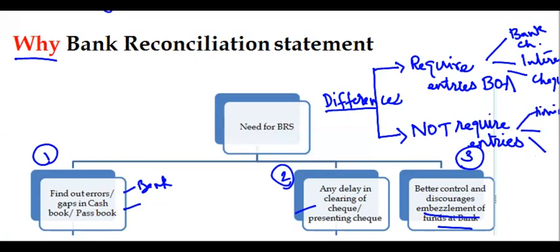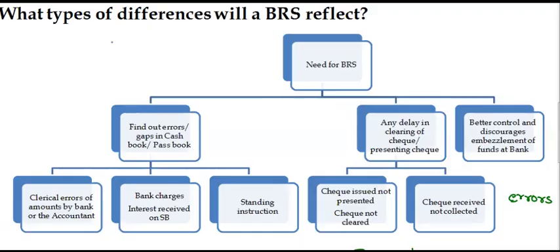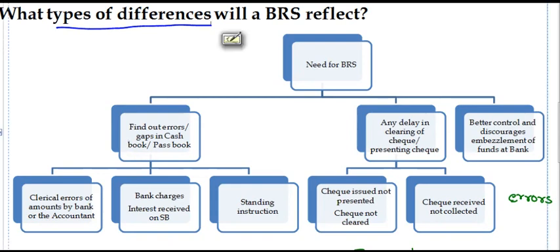It is just for our understanding that it gets reflected in the bank reconciliation statement. Hope this is clear. Moving on to the third section, that is, what are the types of differences which will get reflected in a bank reconciliation statement? Based on the need, that is the reasons why we need to prepare, we will see examples of such differences in this section.